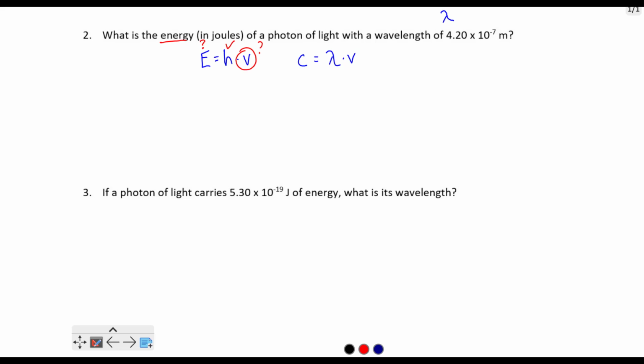And so it looks like I'm going to have to use this equation right here first in order to figure out v, and then we'll come back and plug it into this equation.